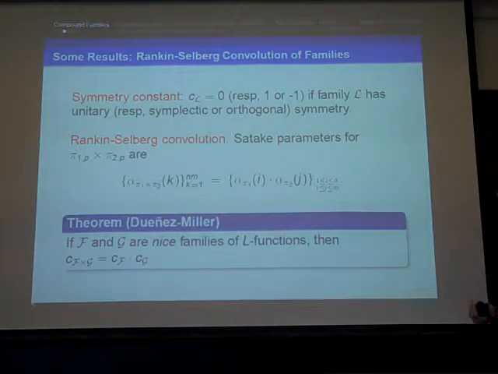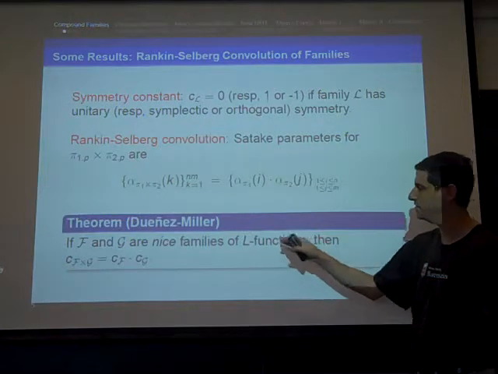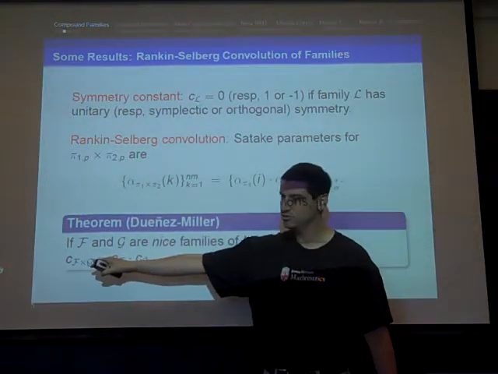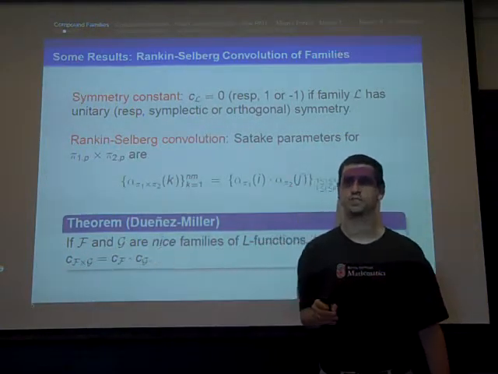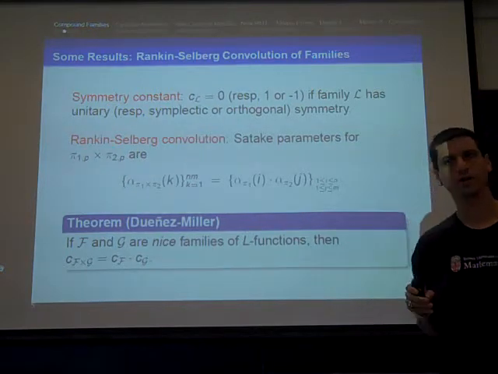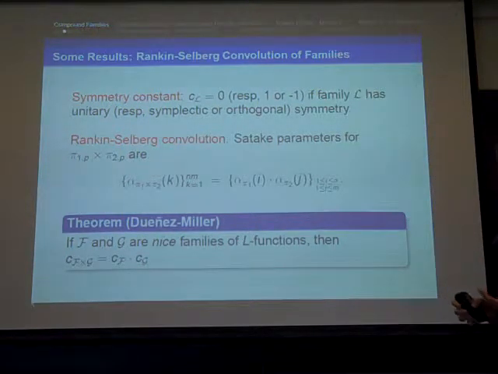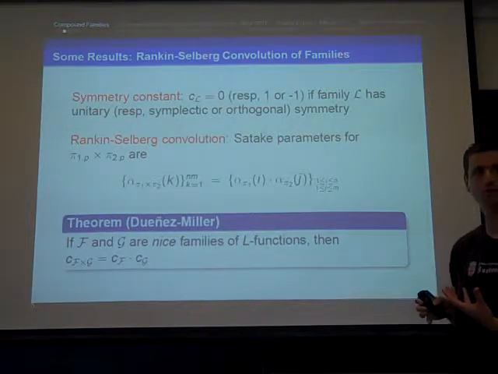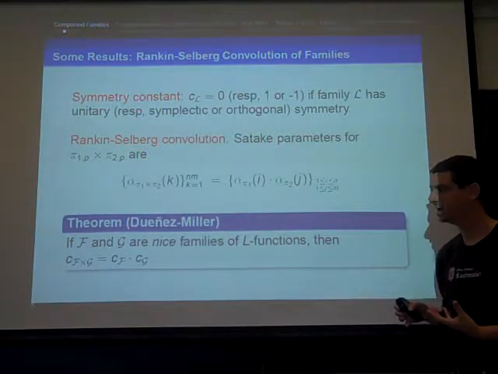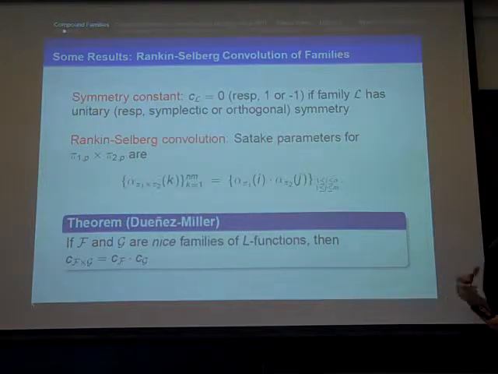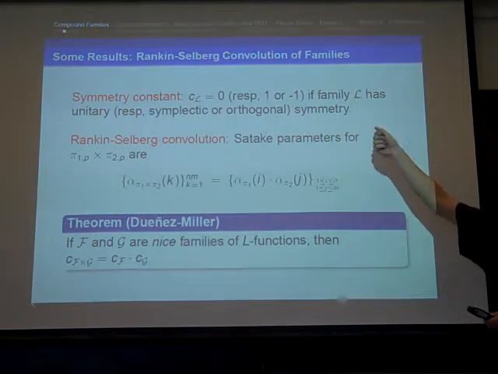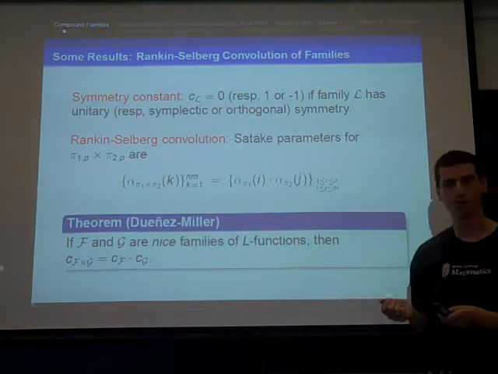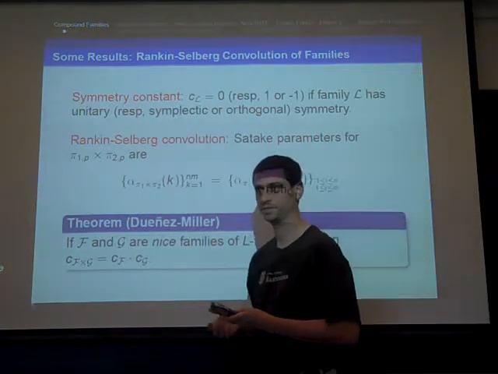And so what we proved is that, without getting into too much detail of what nice means, if you have nice families of L-functions, the symmetry of the convolution is the product of the symmetries. So essentially, whenever you convolve something by symplectic, you don't change anything, because its symmetry constant is just 1. If you convolve something with something that has orthogonal symmetry, you could actually flip. So orthogonal convolved with orthogonal will become symplectic.